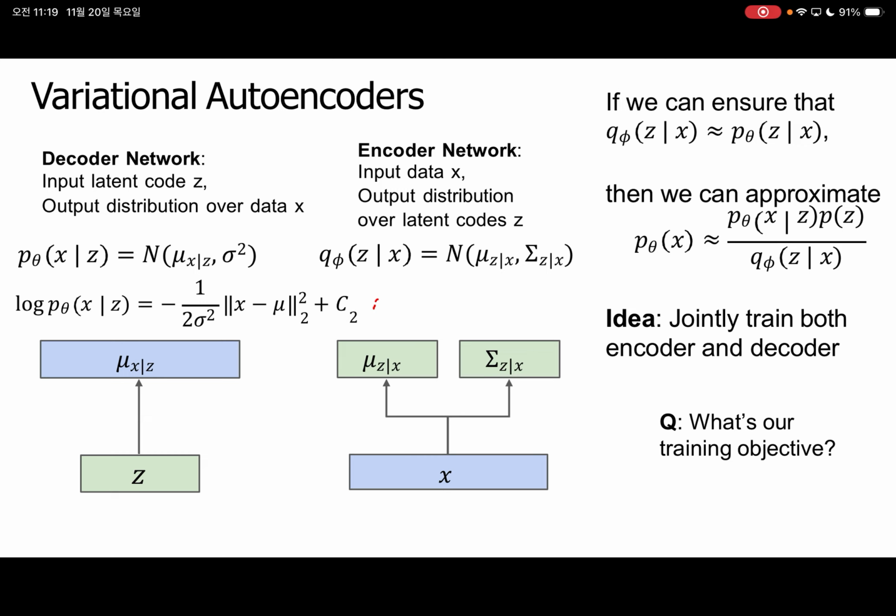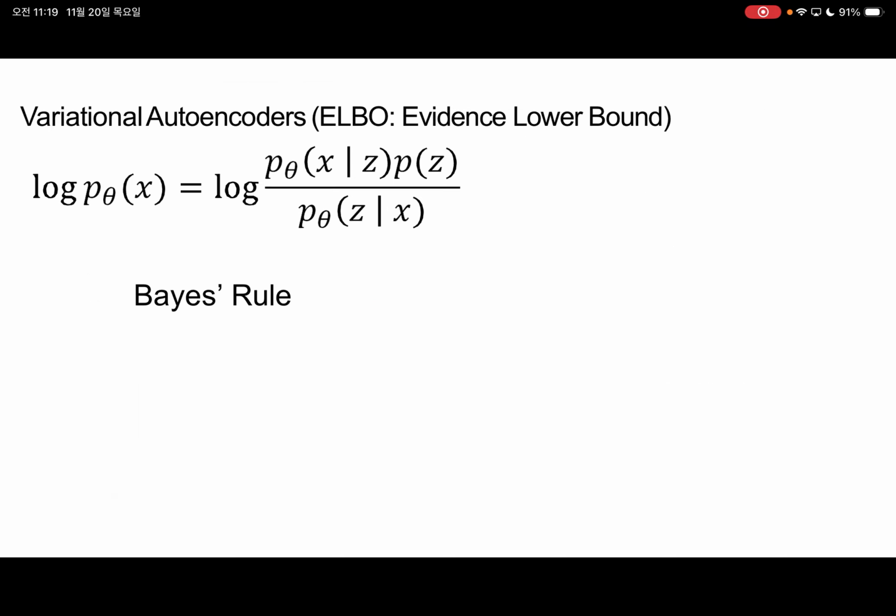But how can we enforce it? That should be included in the loss function, right? This is the first, the reconstruction loss function. But how can we introduce another loss function that can make the latent feature follow a normal Gaussian distribution? That should be additionally included in the loss function, right? So let's get back to Bayesian rule, and then we'd like to learn ELBO. ELBO is a short word for evidence lower bound.